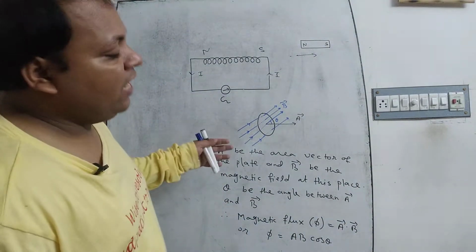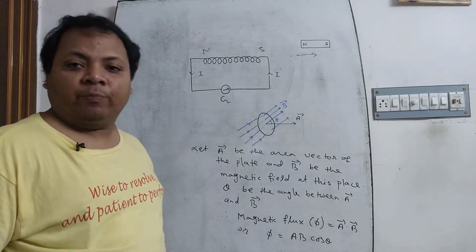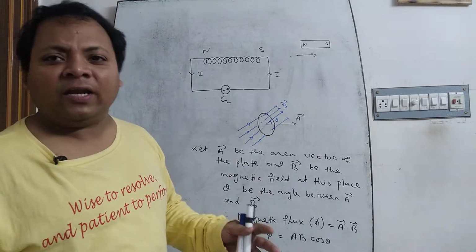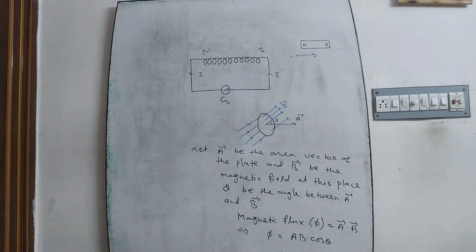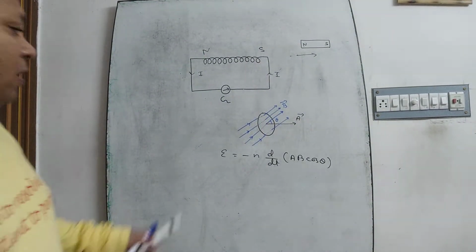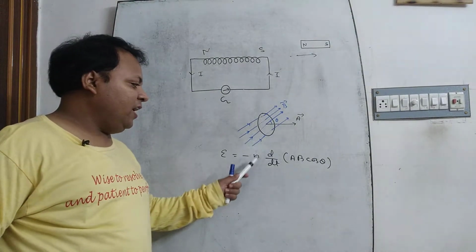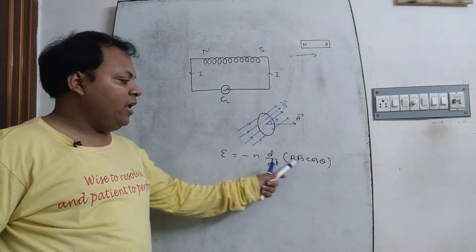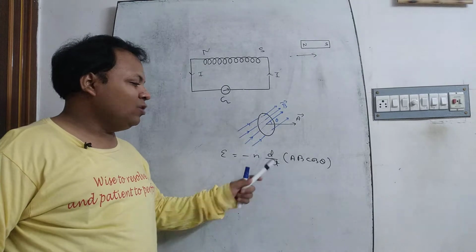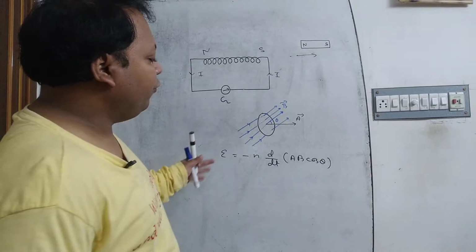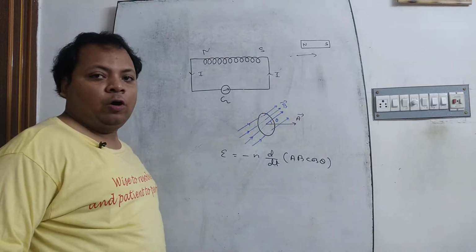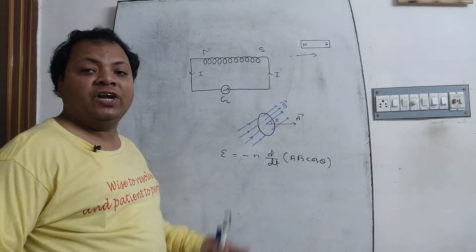That's why we can also write Lenz's law or Michael Faraday's law in the following way. Epsilon is equal to minus n times the derivative of AB cos theta with respect to t. This is another form of the law, or expression of induced EMF.